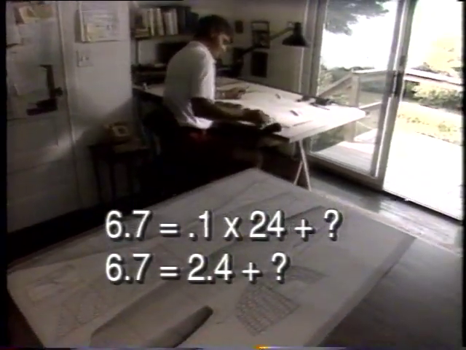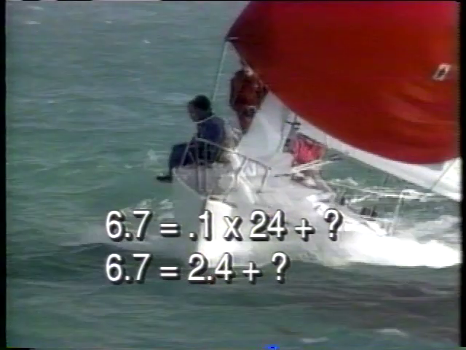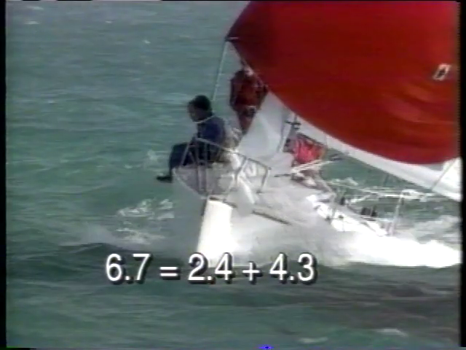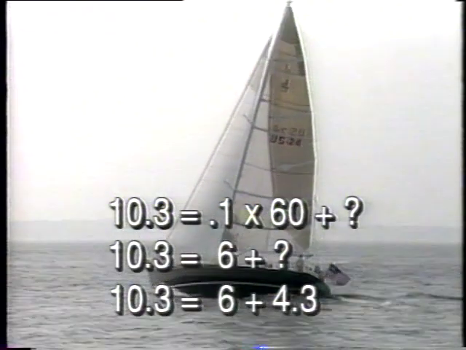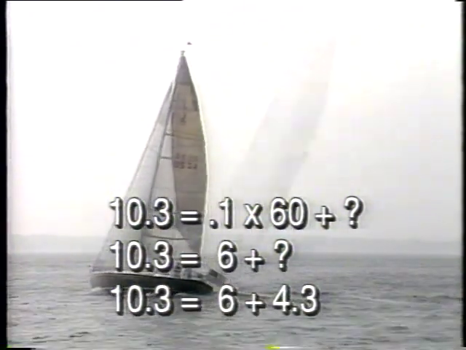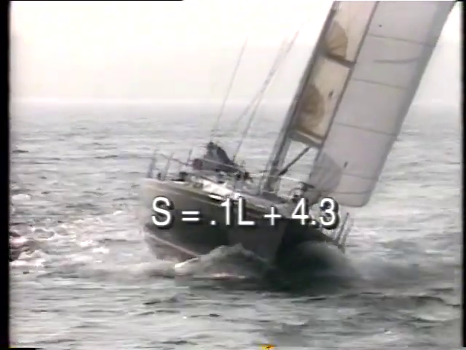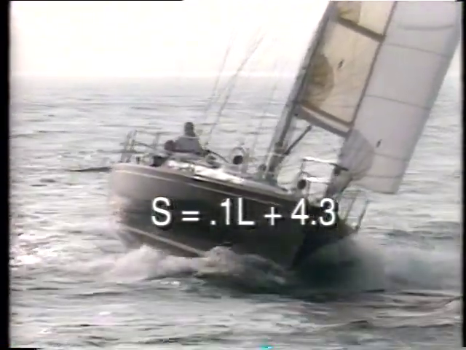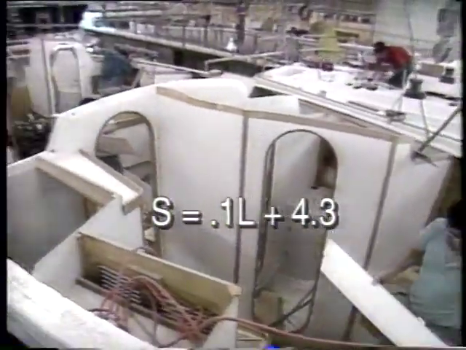A 24-foot boat can achieve a hull speed of 6.7 knots. We need to add 4.3 to 2.4 to get 6.7. Notice that if we used 60 and 10.3, we reach the same conclusion. We now have the complete symbolic form of the relationship between hull speed and boat length. The symbolic form is as important a tool in designing a boat as hammers and nails are in building it.